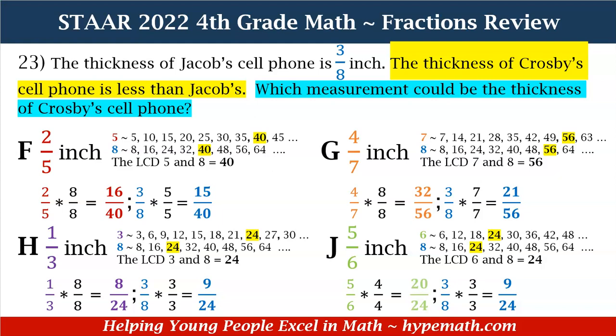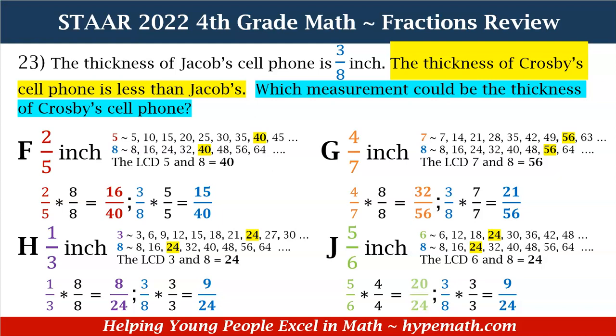Now let's move to answer choice G. We have 4/7 inch. Again, we need to find the least common denominator, or LCD, of 7 and 8. Looking at our multiples, and the LCD is highlighted for you fourth graders, it is 56. So now I need to find equivalent fractions where my denominator is 56. Let's start with 4/7 and convert that one.